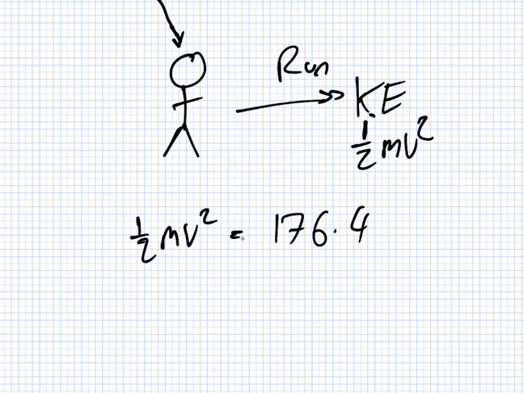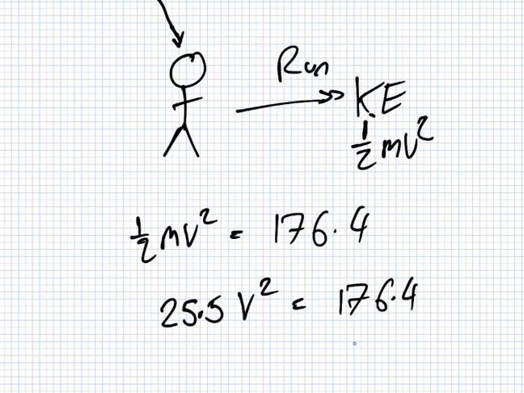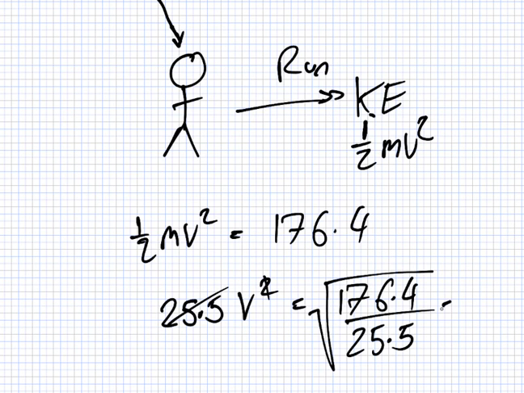What did you say the m was? 51. So a half of 51 is 25.5. V squared equals 176.4. So divide, square root. What's that? It's not too big. 2.6. That's not a lot, but it's only 7 polos, okay? So 7 polos, you know, that's enough energy to get you going at 2.6 meters per second, okay?